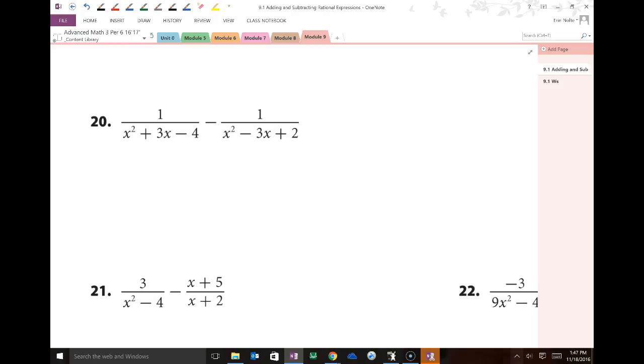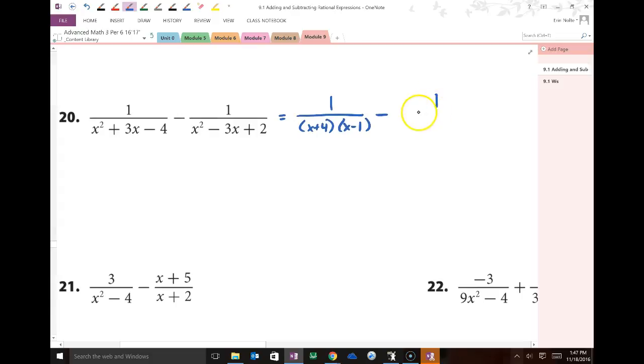But with this problem, I have a problem. The bottom right now is written in standard form. So the first thing I want to do is, if the denominator is factorable, I want to factor it because sometimes it's going to be a lot more simple. So on the bottom, what does this one factor into? X plus 4 and x minus 1. Okay, and what about the denominator on the right one? What two numbers multiply to 2 and add to negative 3? X minus 2 and x minus 1, good.